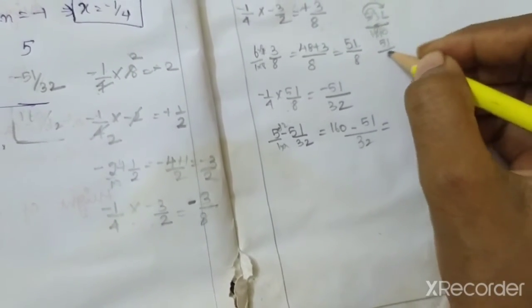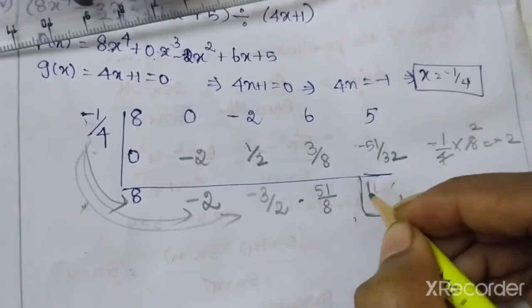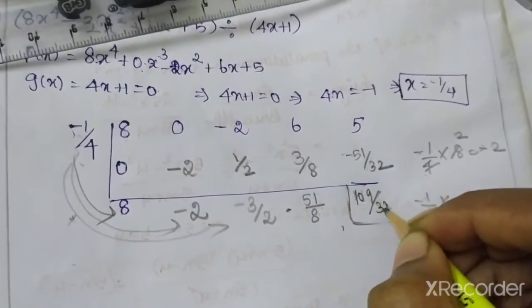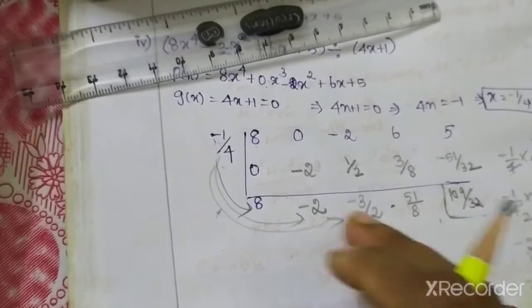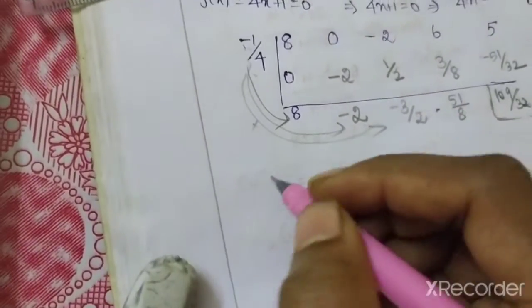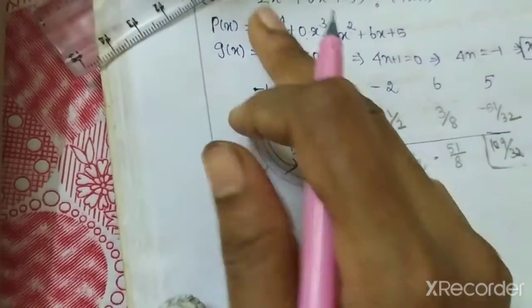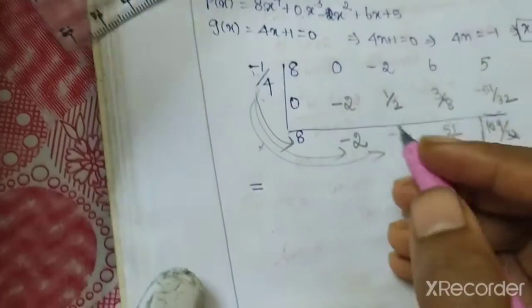So 901. So 109 by 32. So what's the value? 109 by 32. So what is the value? In this place we are having a little bit of difference. So what is the factor we are having? So how can I write in this place?